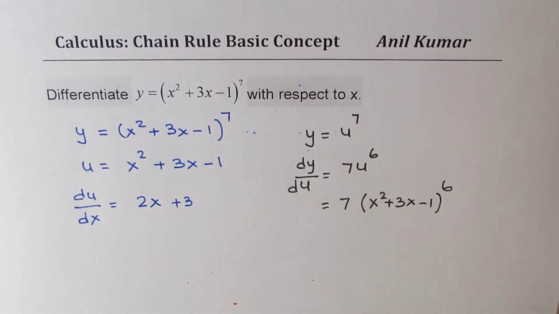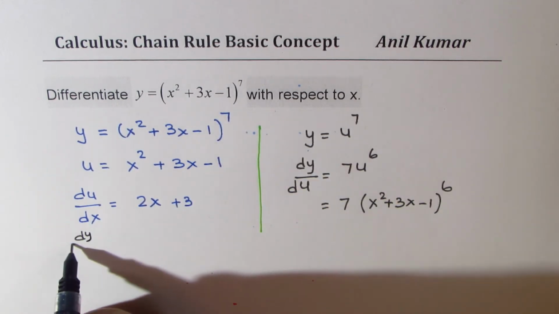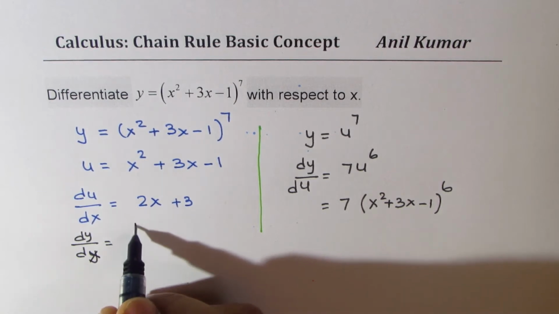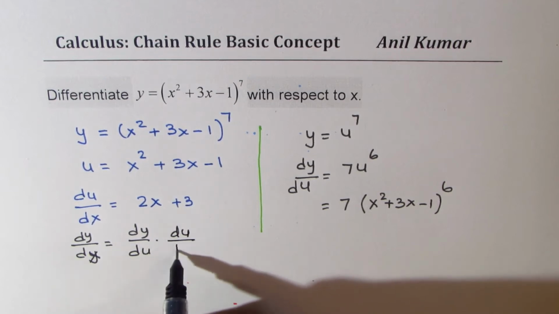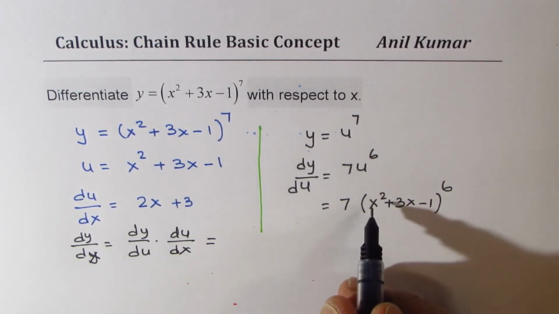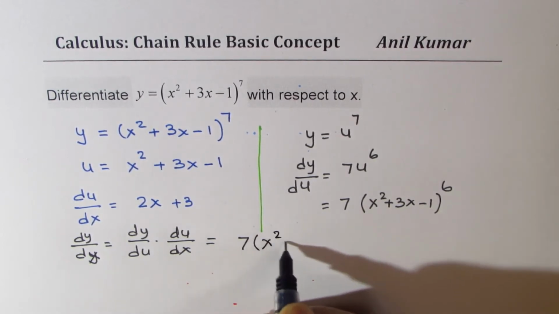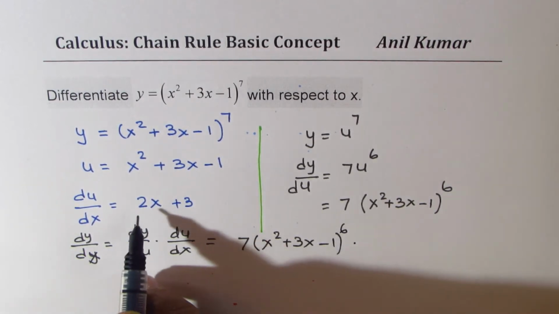So these are the steps to be followed. The first step is to define a composite function. And then you apply the chain rule. We need to find what the derivative of y is with respect to x. And we know it is dy/du times du/dx. So we can multiply these two. dy/du is right there. 7 times (x squared plus 3x minus 1) to the power of 6 times (2x plus 3).